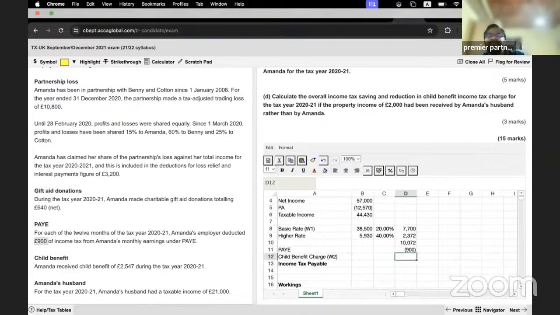Apart from that, we have to see whether any child benefit charge comes into the picture. Up to now, are we okay? After deducting PAYE?